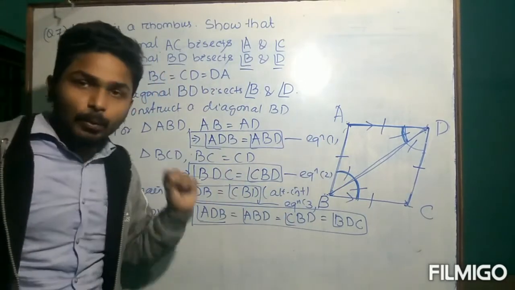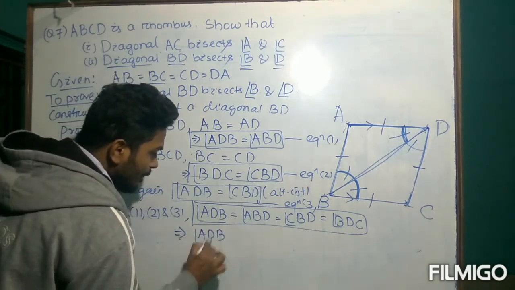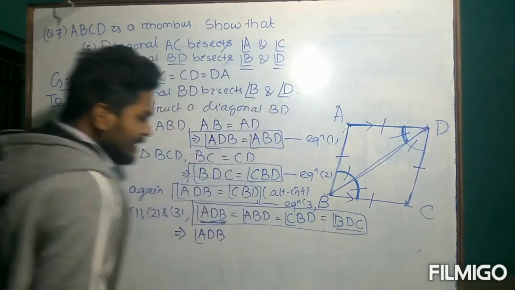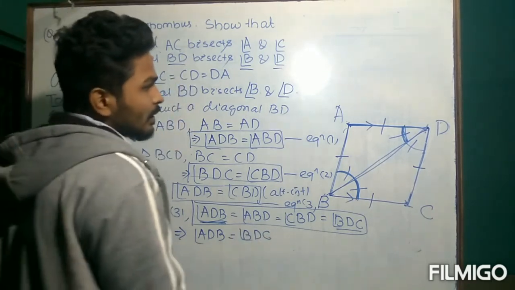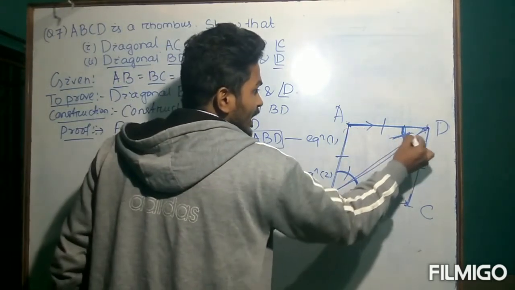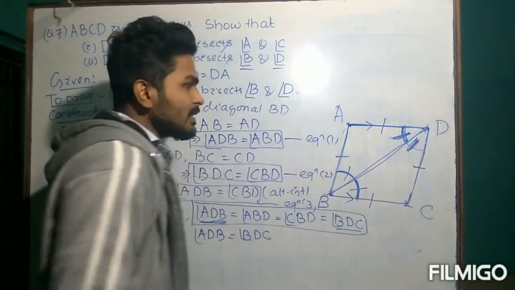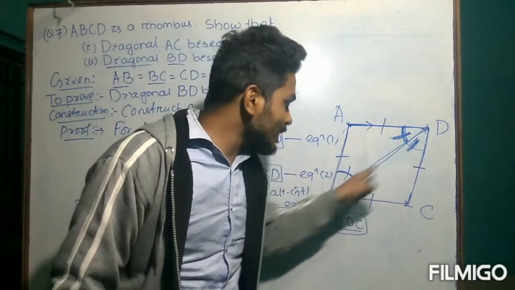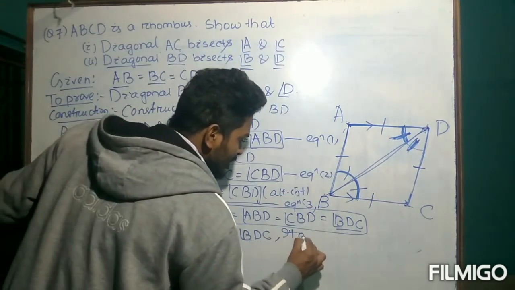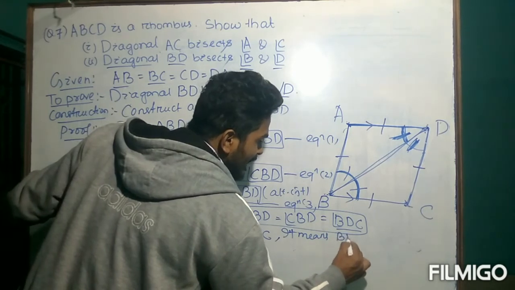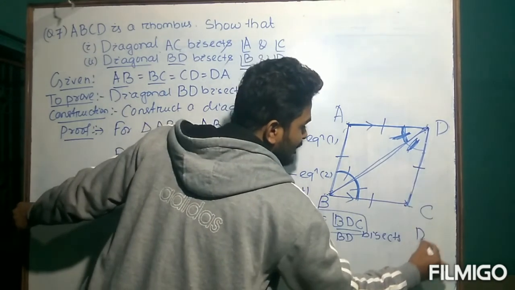So from this statement, can we extract ADB, this angle, is equal to BDC? Yes, because they are equal. So you can write ADB is equal to BDC. So this half is equal to this half. It means what? It means the total angle D is bisected by BD. So you can write, it means BD, this diagonal, bisects angle D. Yes or no?